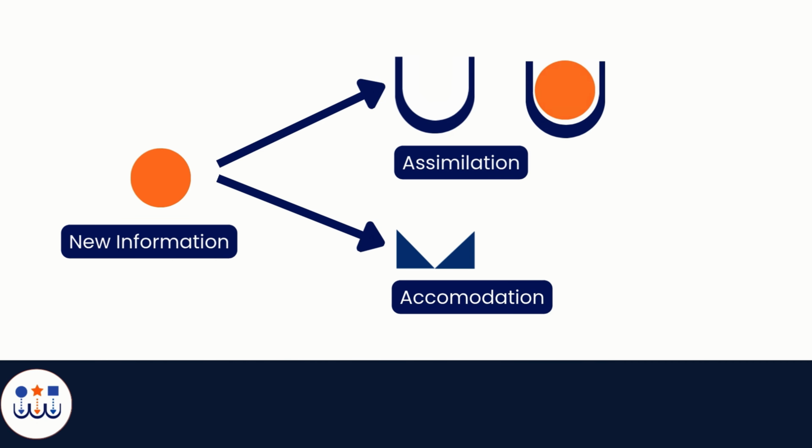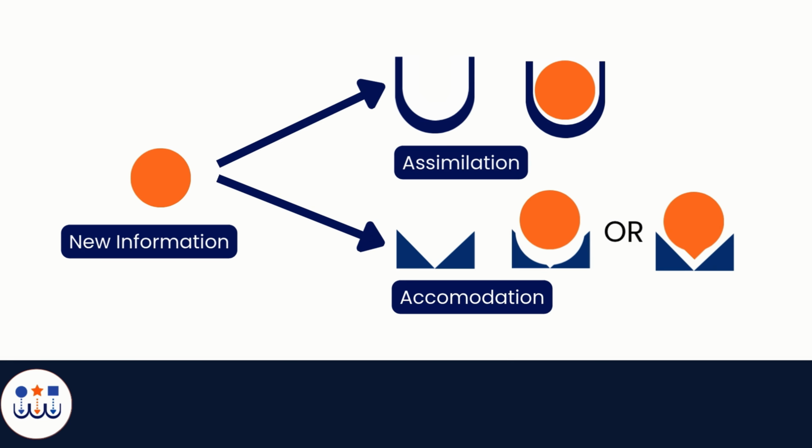Assimilation is where an existing schema is able to take on the new information. That is, it has the appropriate hooks for this to connect. Accommodation occurs when there is not an appropriate existing schema. Therefore, either the schema changes to accommodate the new information, or as we found in Bartlett's example, the new information was changed to fit the existing understanding.